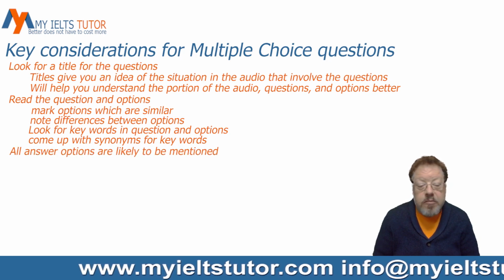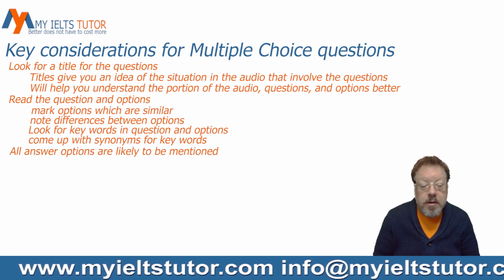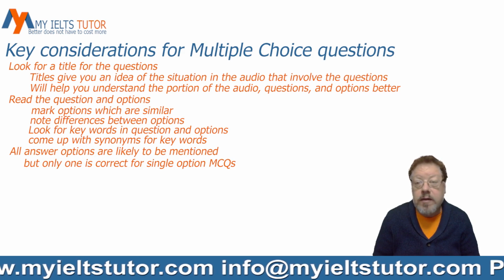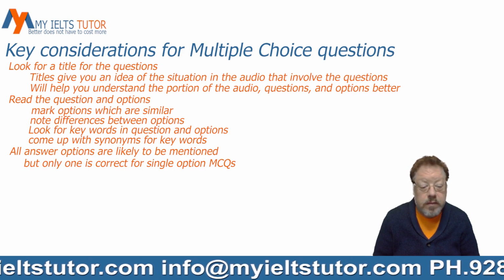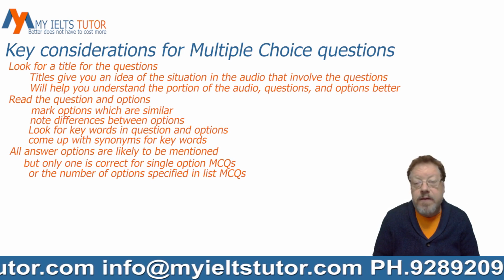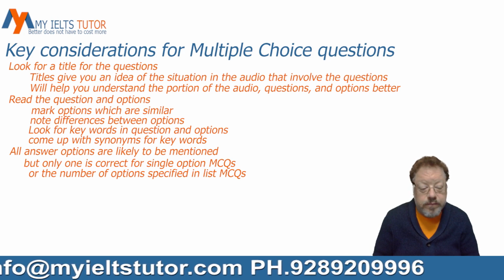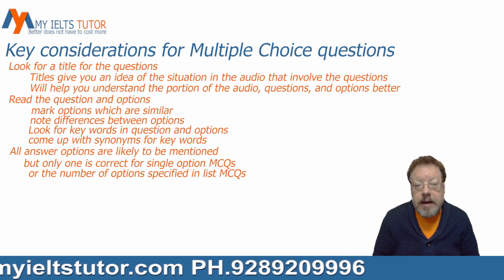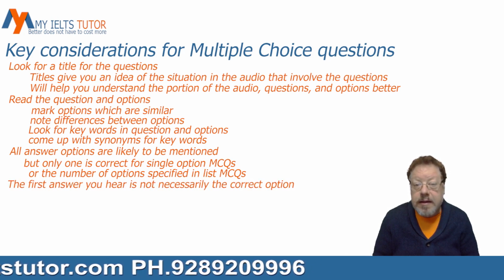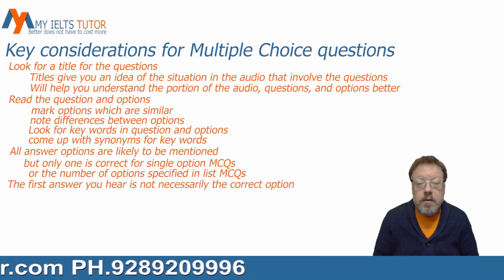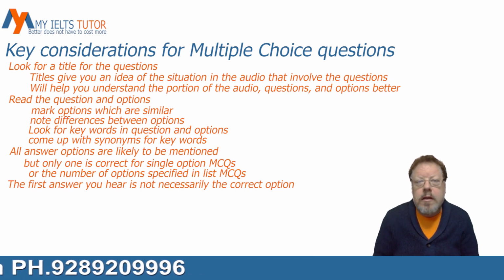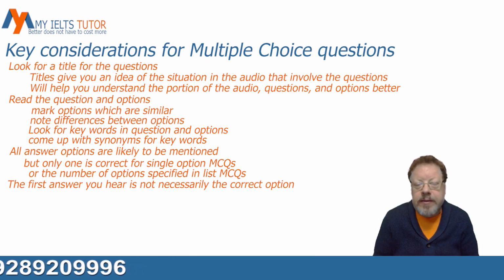Now, all the answer options are likely to be mentioned, but only one option is correct for single option MCQs, or the number of options specified in the list for list MCQs. Now, keep in mind that the first answer is not necessarily the correct answer. That's right. So, the correct answer could be the second option or the third option. So you want to keep in mind that it's not always the first option, first answer that you hear.